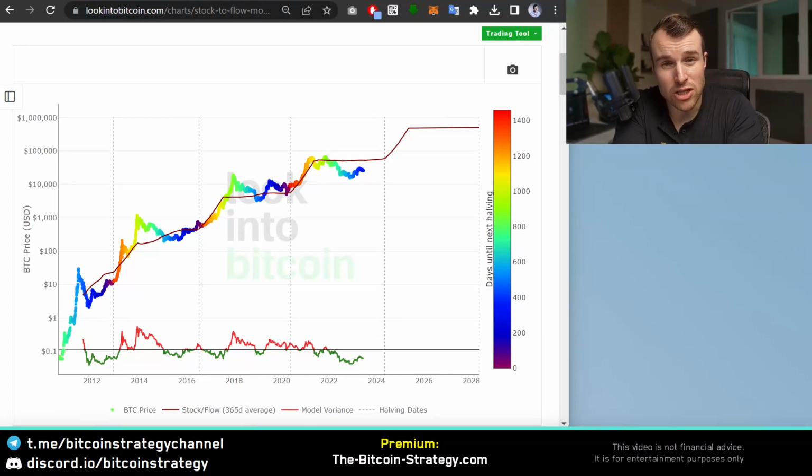A better way to measure Bitcoin is to simply just look at Sharpe ratio, right? Look at how much is it performing relative to its daily volatility. And on that measure, so in terms of risk-adjusted returns, Bitcoin is still very, very profitable.